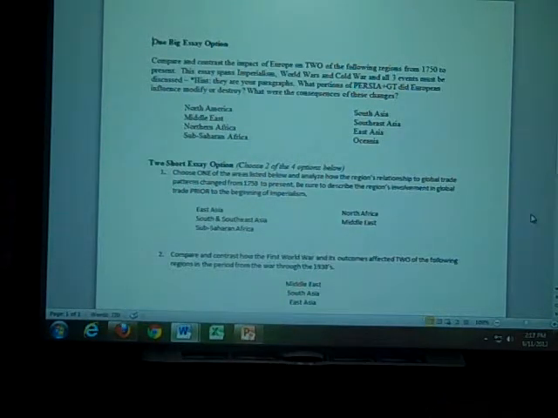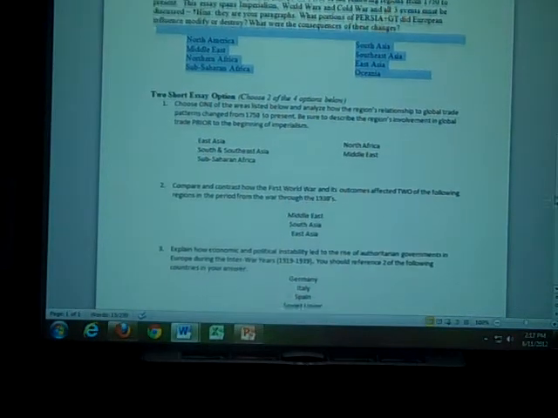All right, then you have the choice to write two shorter essays, and you've got four to pick from, and you just need two. So, first short essay: choosing one of the areas listed below, analyze how the region's relationship to global trade patterns changed from 1950 to the present. Be sure to describe the region's involvement in global trade prior to the beginning of imperialism. So this is really an imperialism essay in terms of global trade.